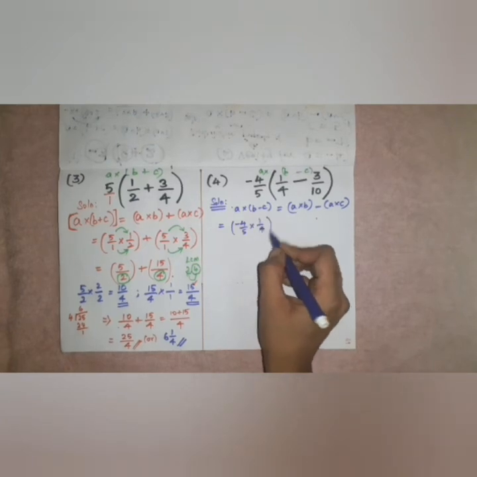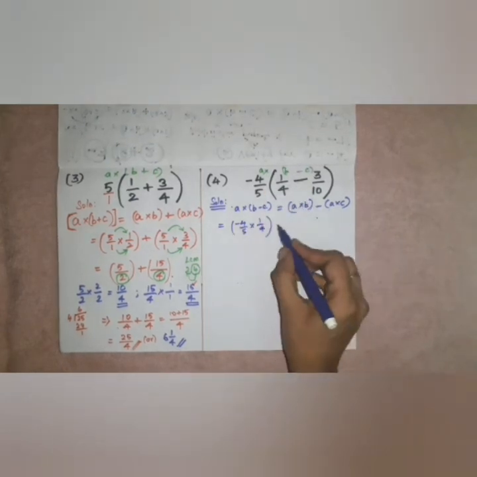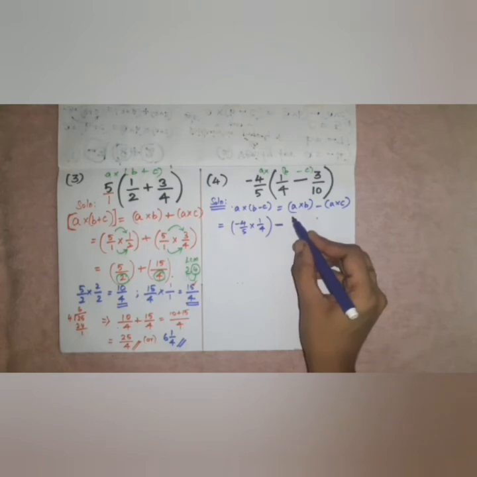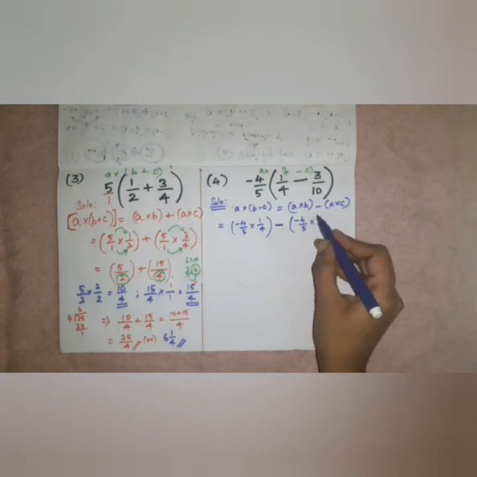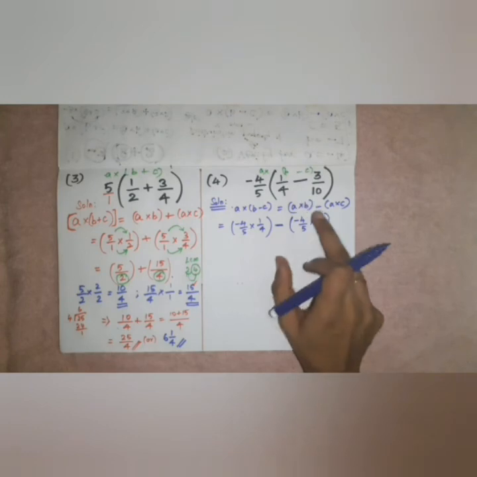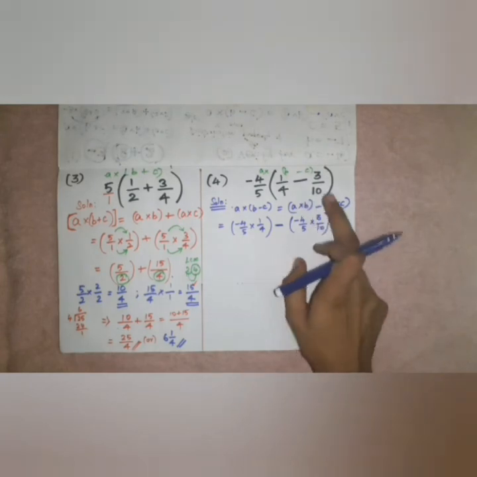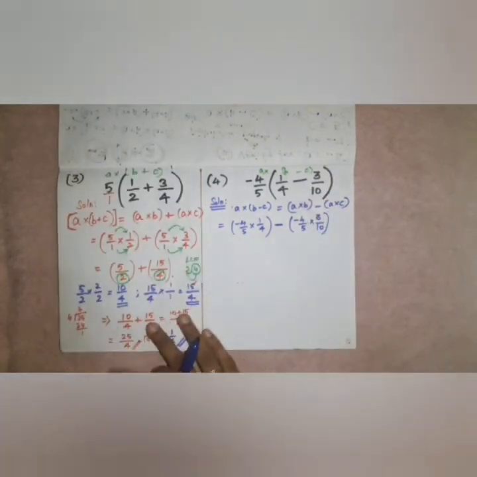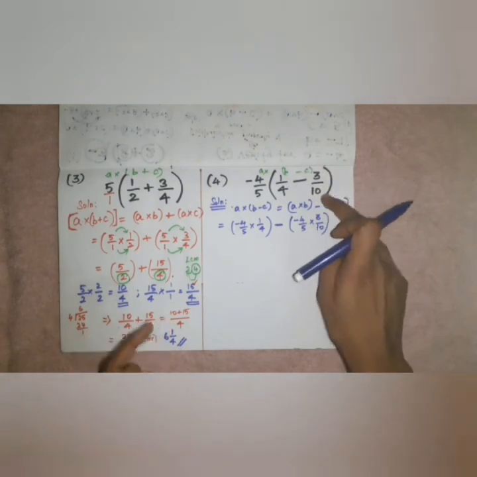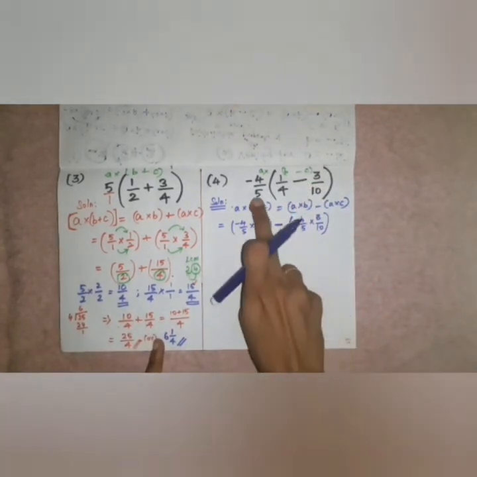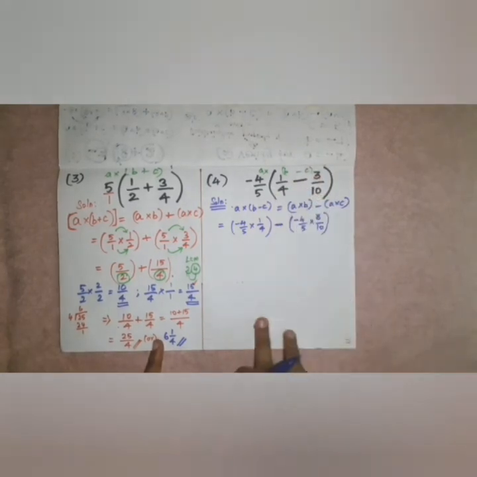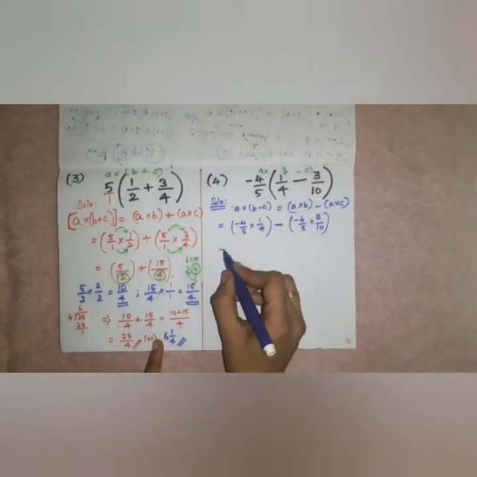a into b minus a into c, that's minus 4 by 5 into 3 by 10. Don't take it to be minus 3 by 10, because the minus in the middle is there in the law. c is just 3 by 10. Clear? Minus a into c. So let's do that.